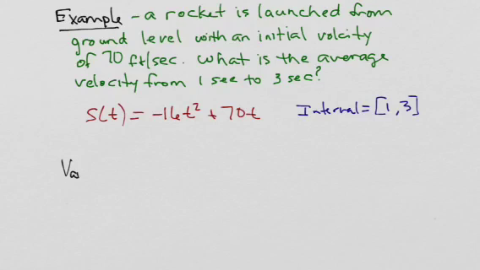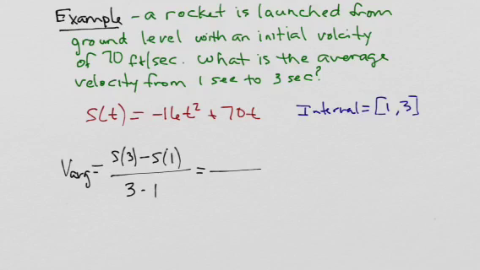So velocity average equals, well, first off, we want S of the t2 number. So we want the value of this function when the time is 3, minus the S of 1 number, the value of the function when time is 1. All divided by the second time, 3 seconds, minus the first time, 1 second. That's essentially the same as h from the difference quotient the other day. That's going to be an obvious one.